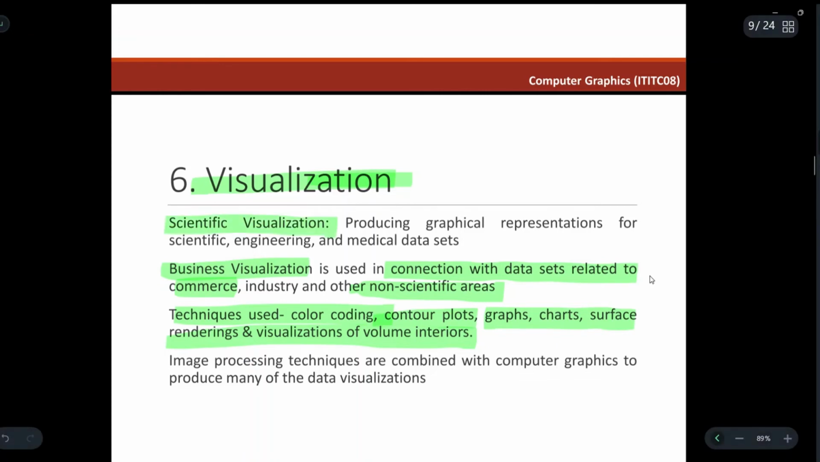In scientific visualization, we produce graphical representations for scientific, engineering, and medical data sets. That is, in engineering and medical data, computer vision is used to display the organs in the medical field and to display the different parts of machines in the engineering field.